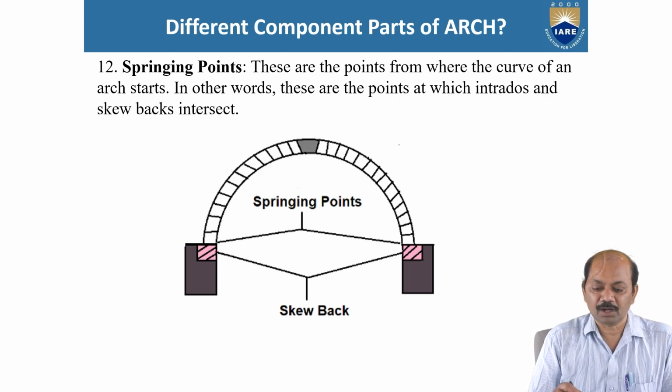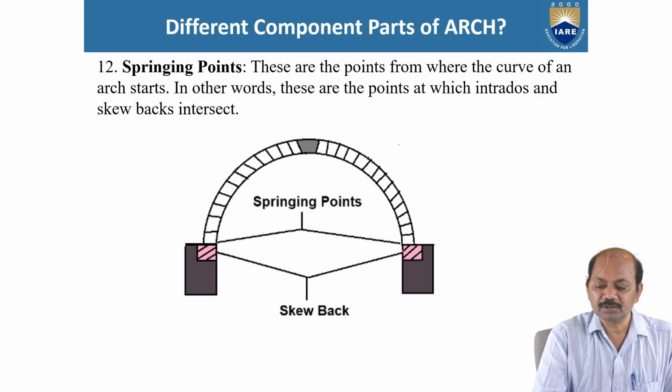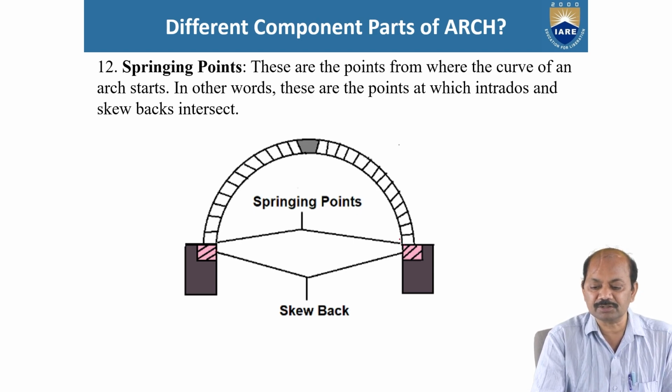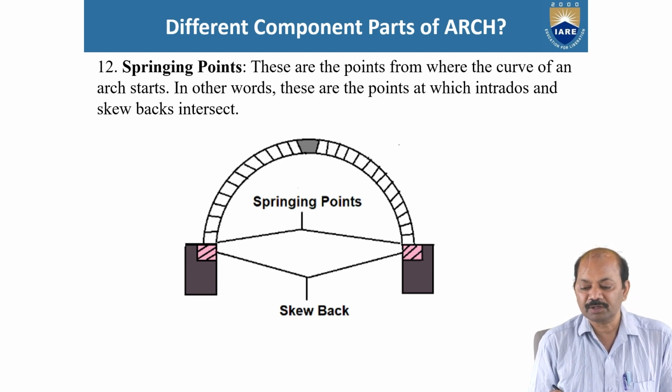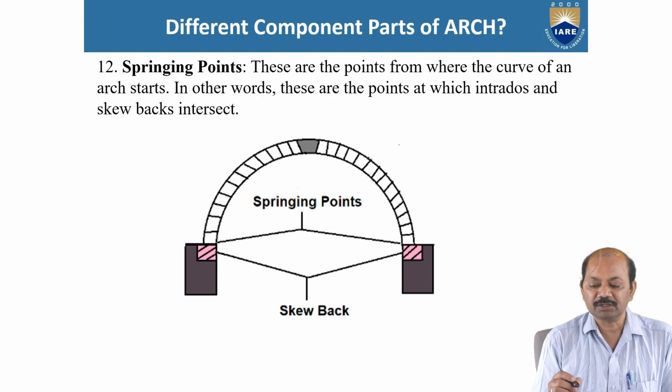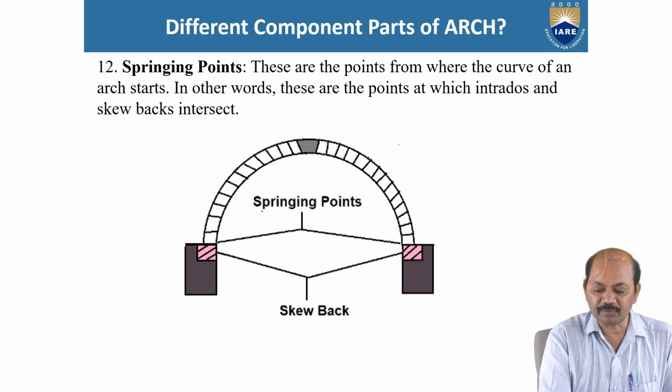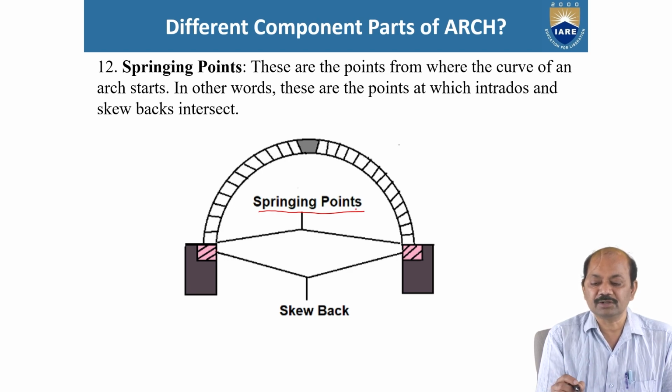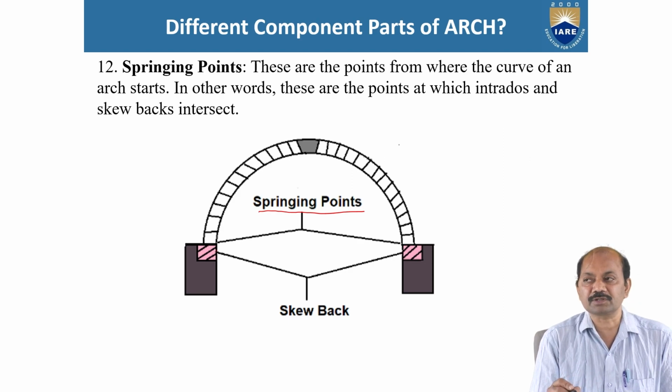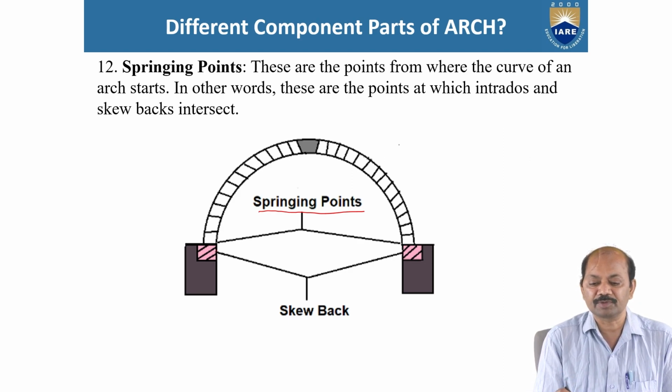See, on the top of the skew back, we'll find the springing points, and this term is also very important because in problems of arches, usually this term is used. The distance between the two springing points is some 4 meters or 5 meters. So we'll see what is the definition of springing point.